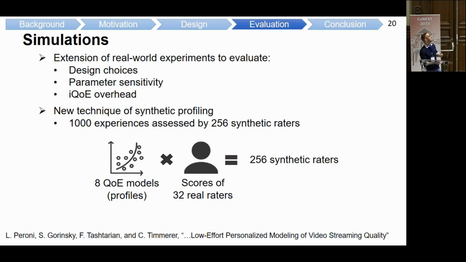This is our most important conclusion, but we extend our evaluation section by doing simulation, specifically for evaluating the design choices, parameter sensitivity, and the overhead of IQE. For doing this, we leveraged a new technique of synthetic profiles, where we took 8 different trainable QE models and 32 sets of scores from real viewers. We trained the models with these scores of the viewers. In total, at the end, we had 256 synthetic raters, which are trained models. With them, we make them score a lot of experiences quicker than real viewers.